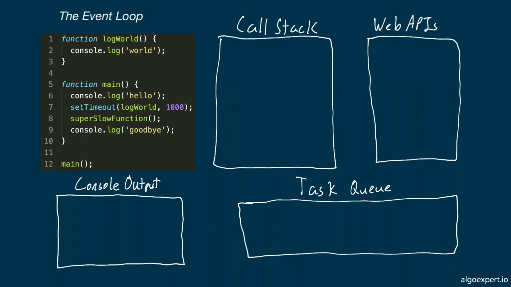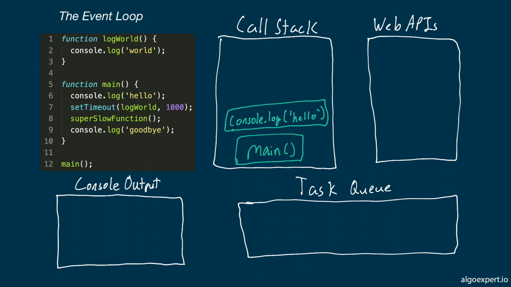So now let's walk through this and see how this changes the output. First, we call the main function, pushing that on to the call stack. Then we will call the console.log of hello, which will push that onto the call stack as well, and then we will log out the string of hello. After that, the console log function will get popped off of the call stack.